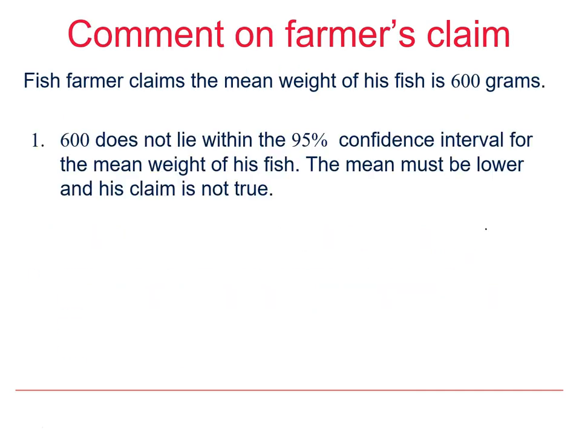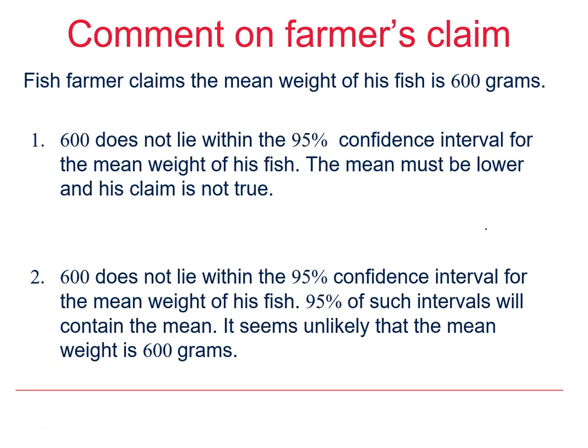And so there are 2 things that we can say when we look at the farmer's claim. We could just state quite definitely that 600 doesn't lie within the confidence interval. In fact, it's above it, and therefore the mean must be lower than 600 and his claim is not true. That's far too definite, and it might be a comment you'd like to make that 600 doesn't lie within the confidence interval, but really the rest of this final sentence is not something you can state as definitely being the case.